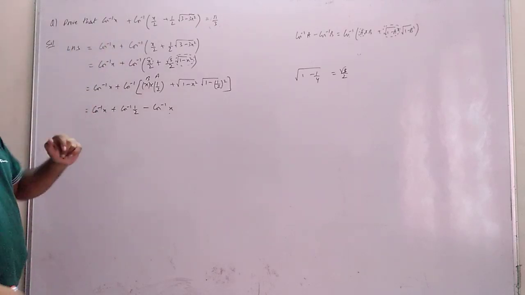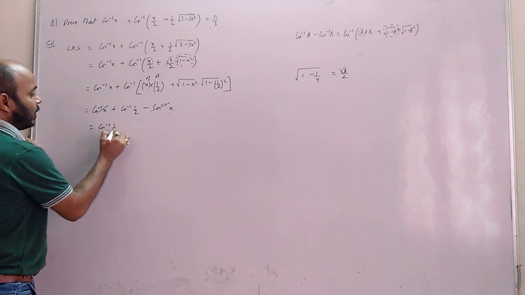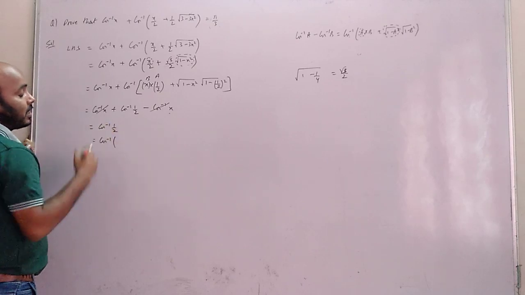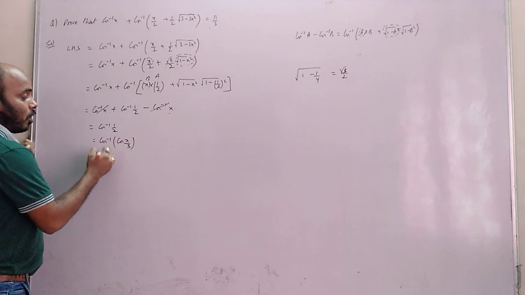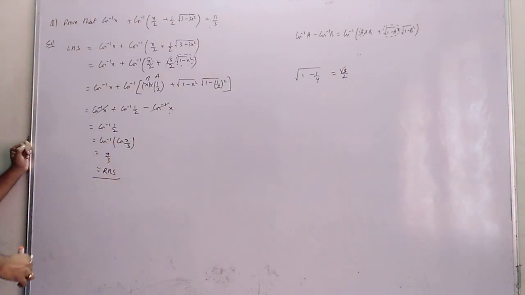So here we need to prove that. That means x will cancel out. So we are getting it like this. So what I got is cos inverse half. Now, cos inverse half. Half goes to which angle of cos? Cos 60 degrees. So cos inverse cos theta is theta. That is equal to the RHS.